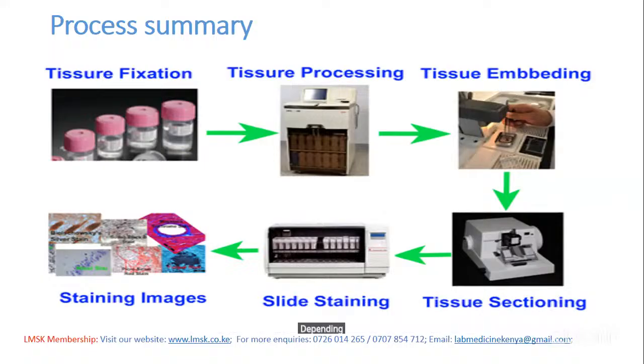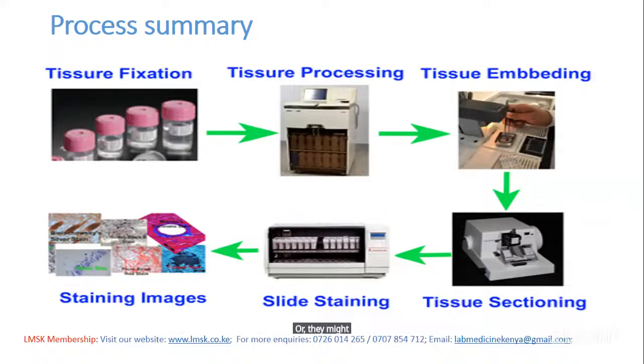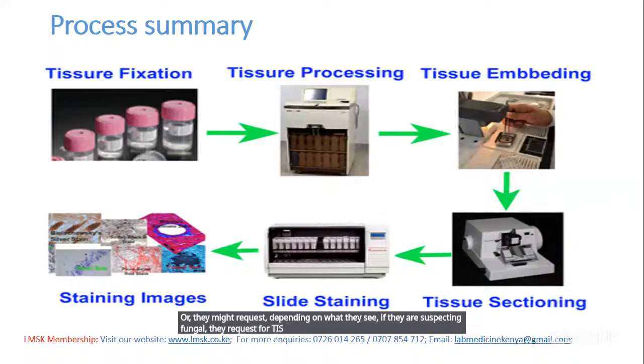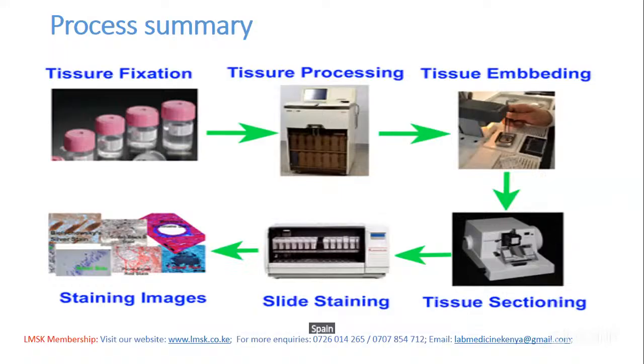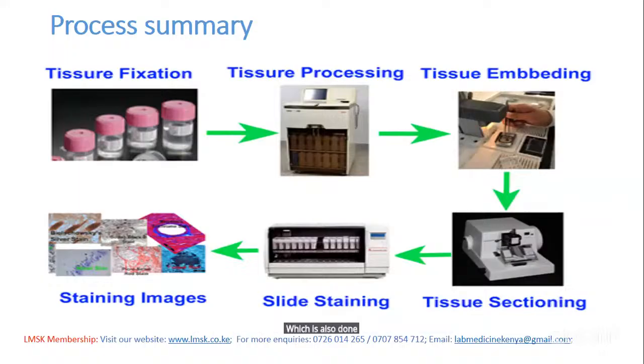Depending on what they are seeing under the microscope, maybe they are suspecting it's TB, they might request for ZN or Fite-Faraco, depending on what they see. If they are suspecting fungal, they request for PAS or Grocott's. Yeah, special stains. And if the case turns out to be malignant, they might request for immunohistochemistry, which is also done for them to give a conclusive report before it is dispatched to the clinician for management.